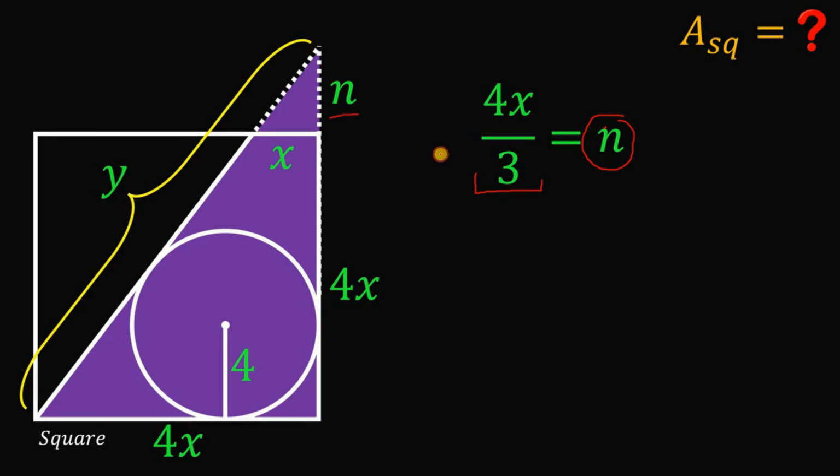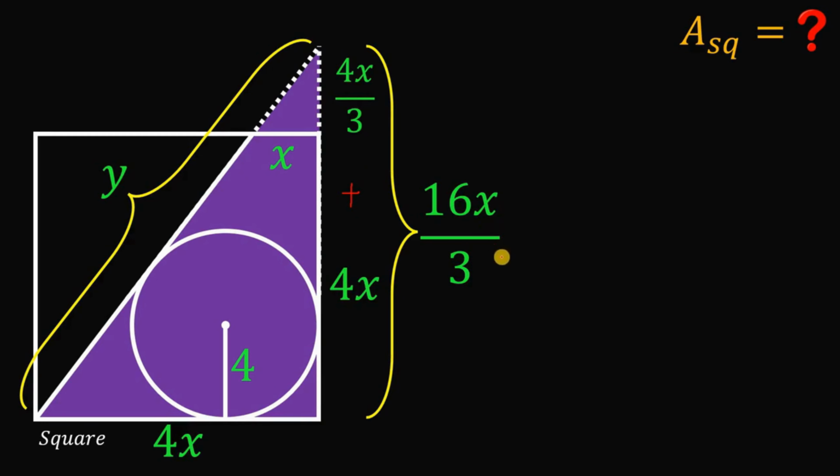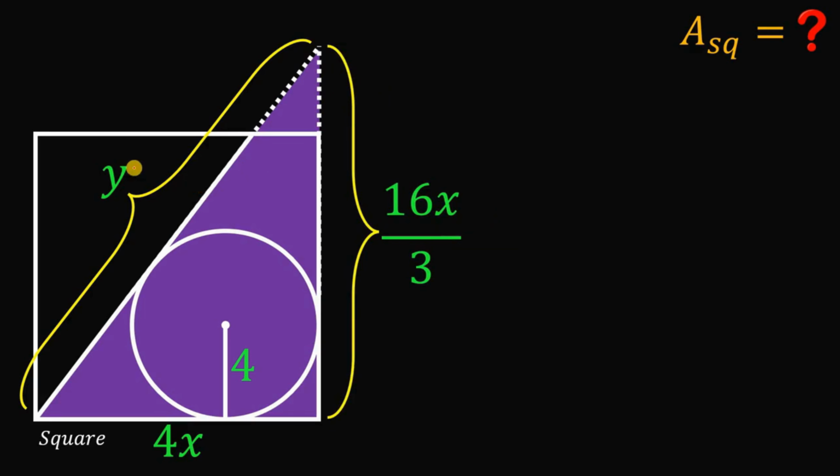So, we can replace this n with 4x over 3. Alright. Now, we can total the height of this big right triangle. So, we have 4x over 3 plus 4x. This simplifies to 16x over 3. Now, why is this important? Because we can now solve for the value of y in terms of x.